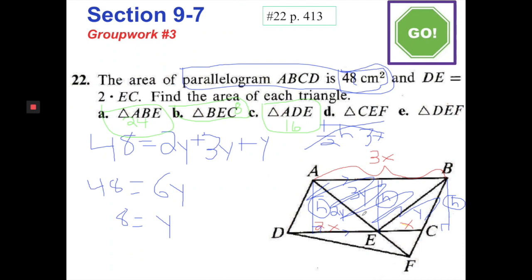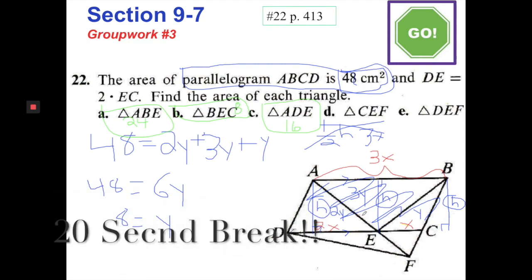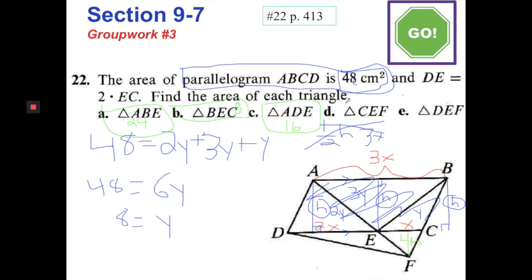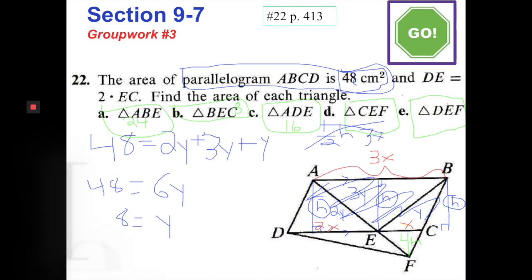All right, CEF and DEF. Here's the one that I haven't really pondered. I haven't really considered these ones yet. So I'm going to pause for a second, think about them, and see if we can complete this problem. All right, let's start with CEF. CEF has the same height as DEF. So these would be in a 1-to-2 ratio.